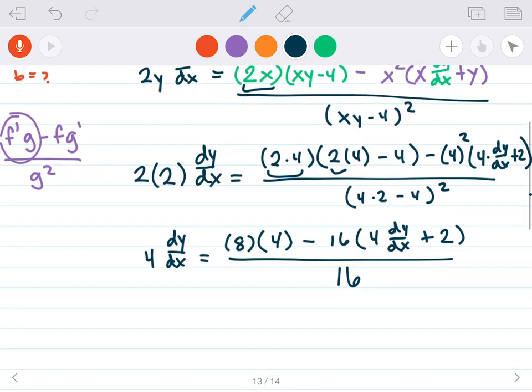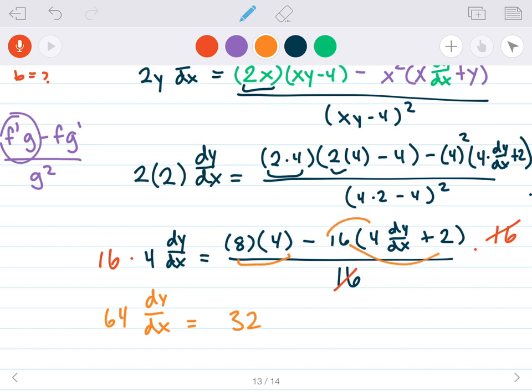Okay, so now I can multiply both sides by 16 to kind of get rid of that. 16 and 4, yeah, 64. So this is going to give us 64 dy dx equals 32, 8 times 4. Then I'll distribute that minus 16 in there. So this is going to give us minus 64 dy dx, and then minus 16 times positive 2 is negative 32. Alright, so far so good.